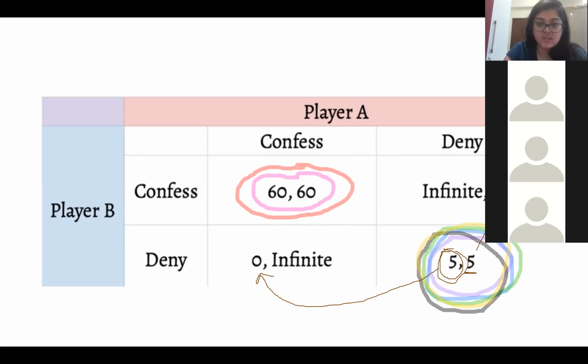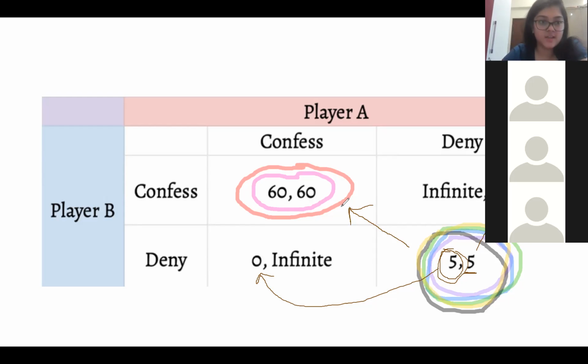But here what we are seeing is the deny scenario. Player A has incentive to change, confess, and make their payoff a 0. And player B has incentive to change, confess, and make their payoff 0. So can we say that 5-5 is an equilibrium position? No. What is the other position that seems like an equilibrium position? I think confess. Yeah, confess. Exactly.